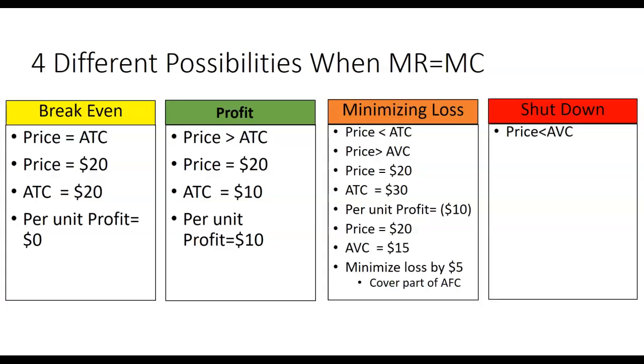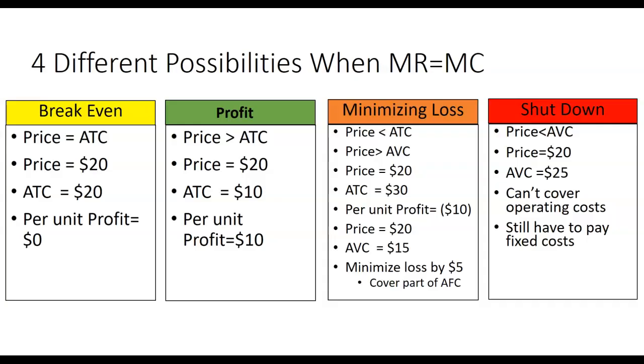And the last one is shut down. That's when your price is less than your average variable cost, therefore less than your average total cost. This means if I produce something, because variable costs only occur if you produce. I don't pay my workers if they don't work at all. So variable costs are called operational costs. They only occur when you operate. So if I don't operate, I don't have a $25 AVC.